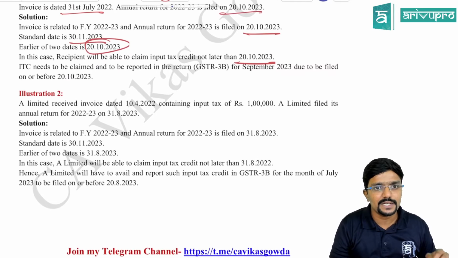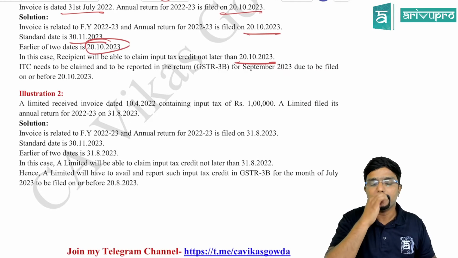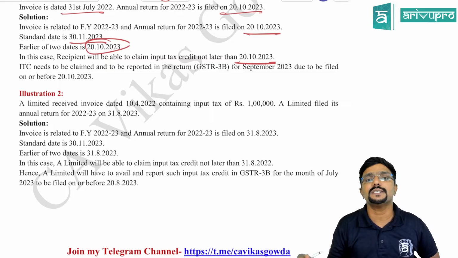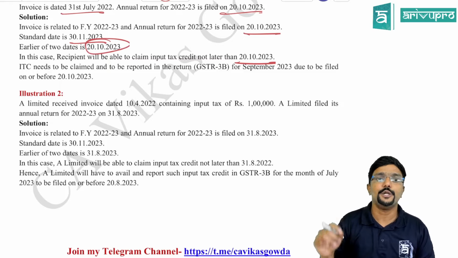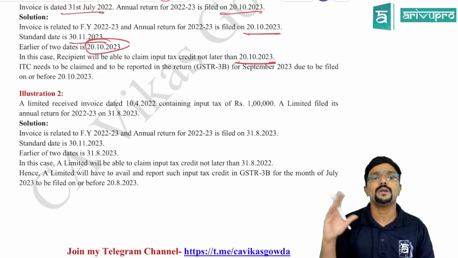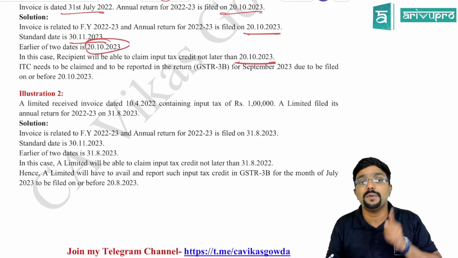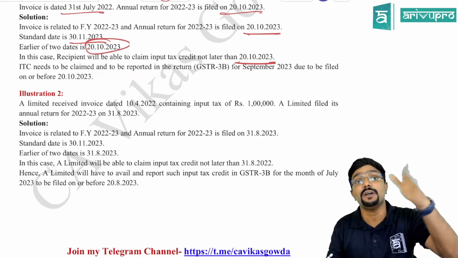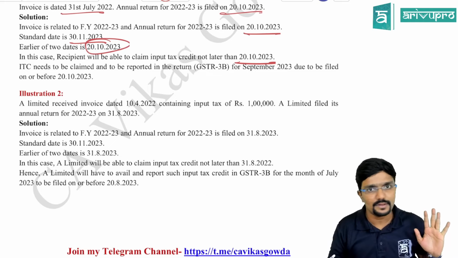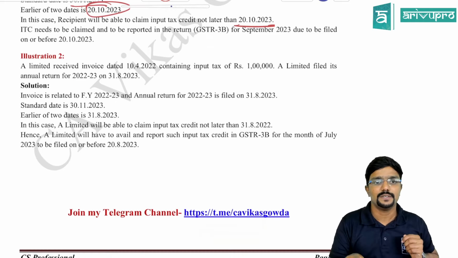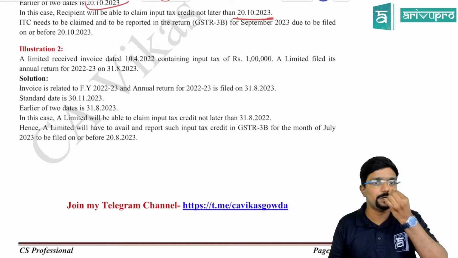That is what is given in the next line. ITC needs to be claimed and to be reported in the return GST or 3B for September, due to be filed on or before when? 20th October. You cannot claim it in October GST or 3B because you will file it in November. By then already time would have been over. Agree, guys? Yes. Then coming to illustration 2.